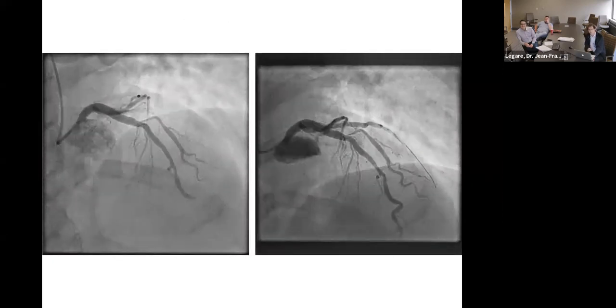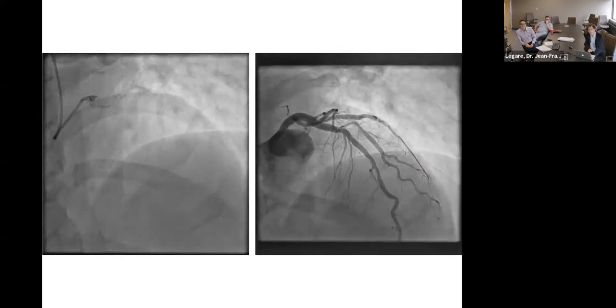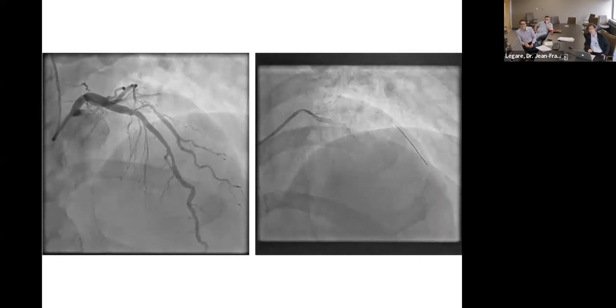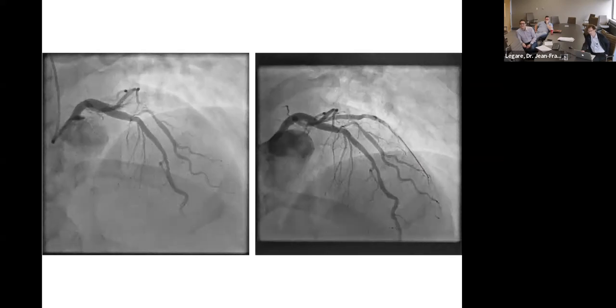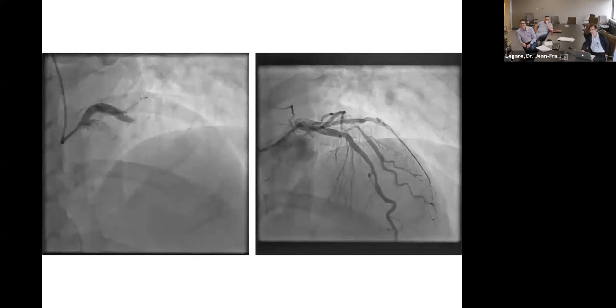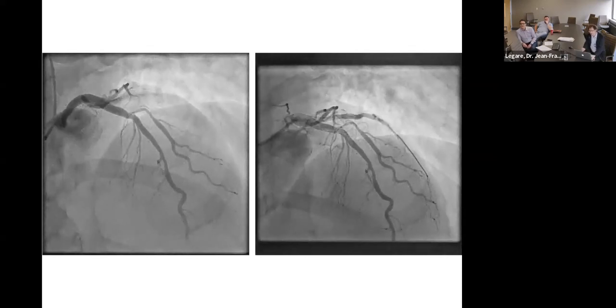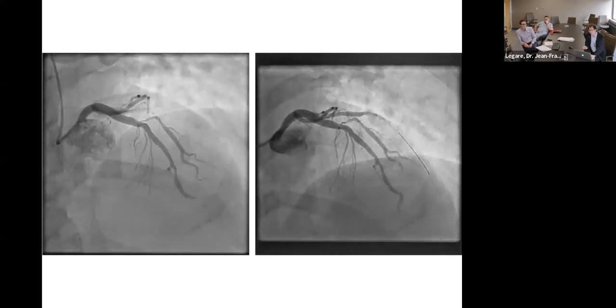So, and here was his angiogram. You can see there's an occluded first diagonal branch, and this was wired and stented. And so he had a high lateral infarct, and it happens to coincide exactly with where the CT scan showed a non-stenotic lesion.